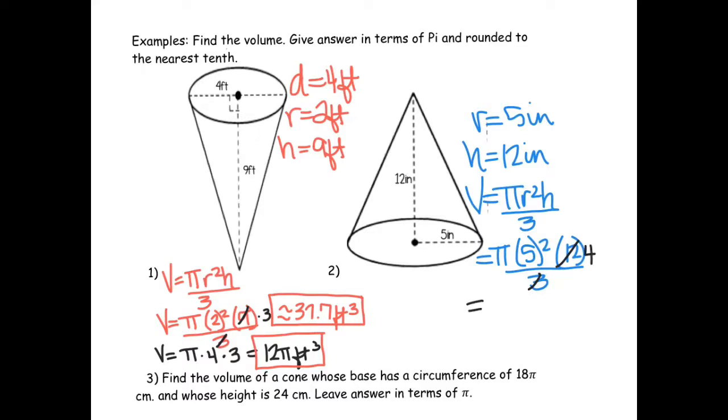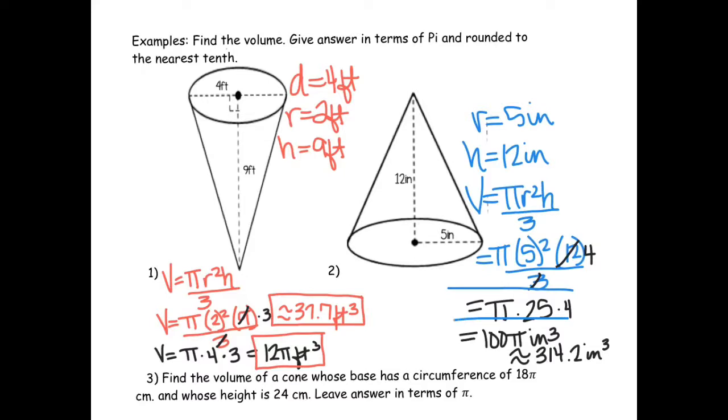So when I reduce this, I have pi times 5 squared, which is 25, times 4. So my volume of my cone is actually 100 pi inches cubed. When I turn that into a decimal, that's about 314.2 inches cubed. So both of these are my answers right here.